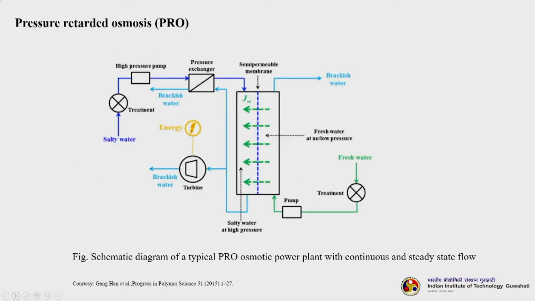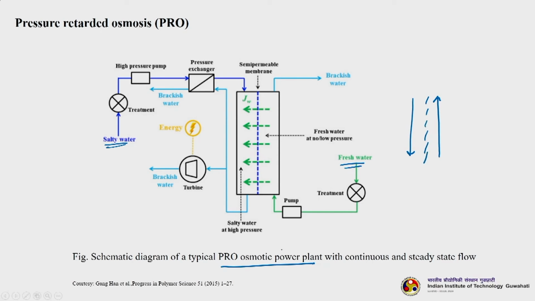Let us understand a better schematic representation of the entire process of PRO, the pressure retarded osmosis. This is a PRO osmotic power plant with continuous steady state flow. You can see the salty water or sea water is pumped to a pressure exchanger, then from there it comes to the PRO system from one side, and from the other side fresh water is being pumped. Sea water is coming in this direction, fresh water in this direction, and there is a membrane in between.